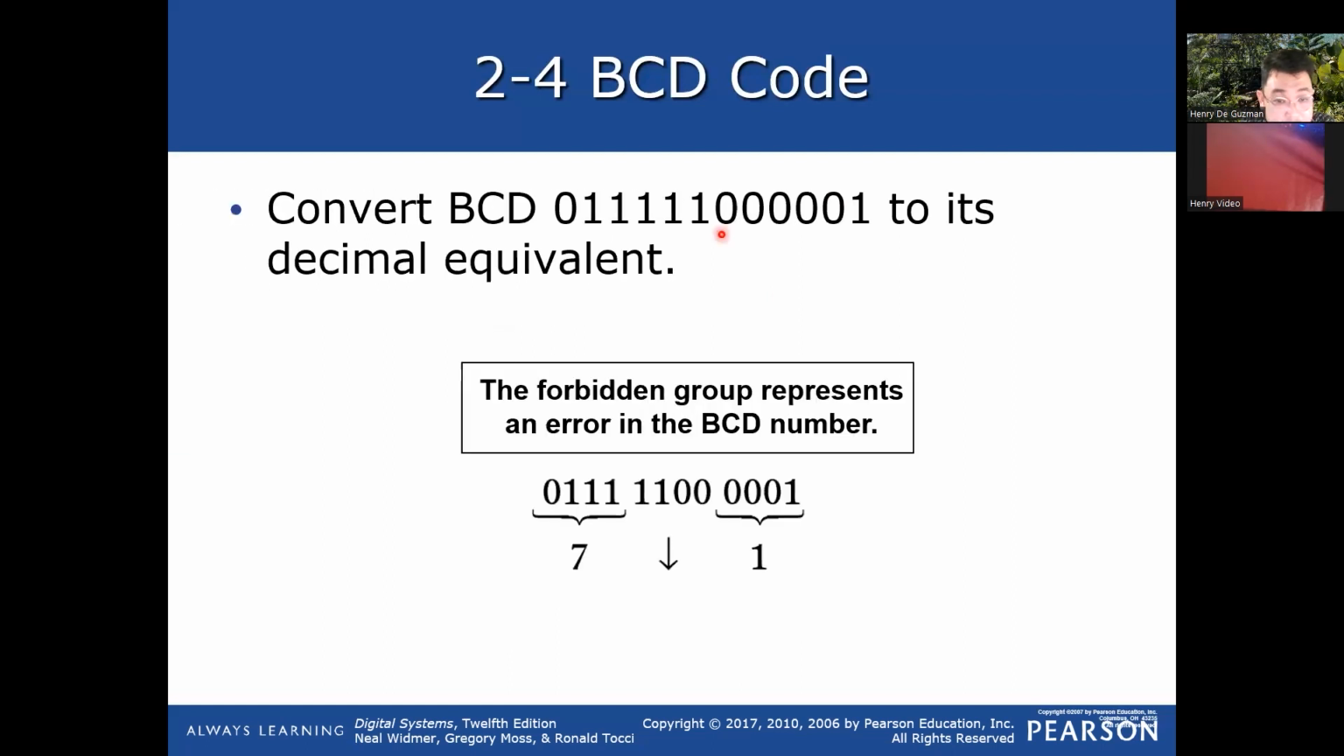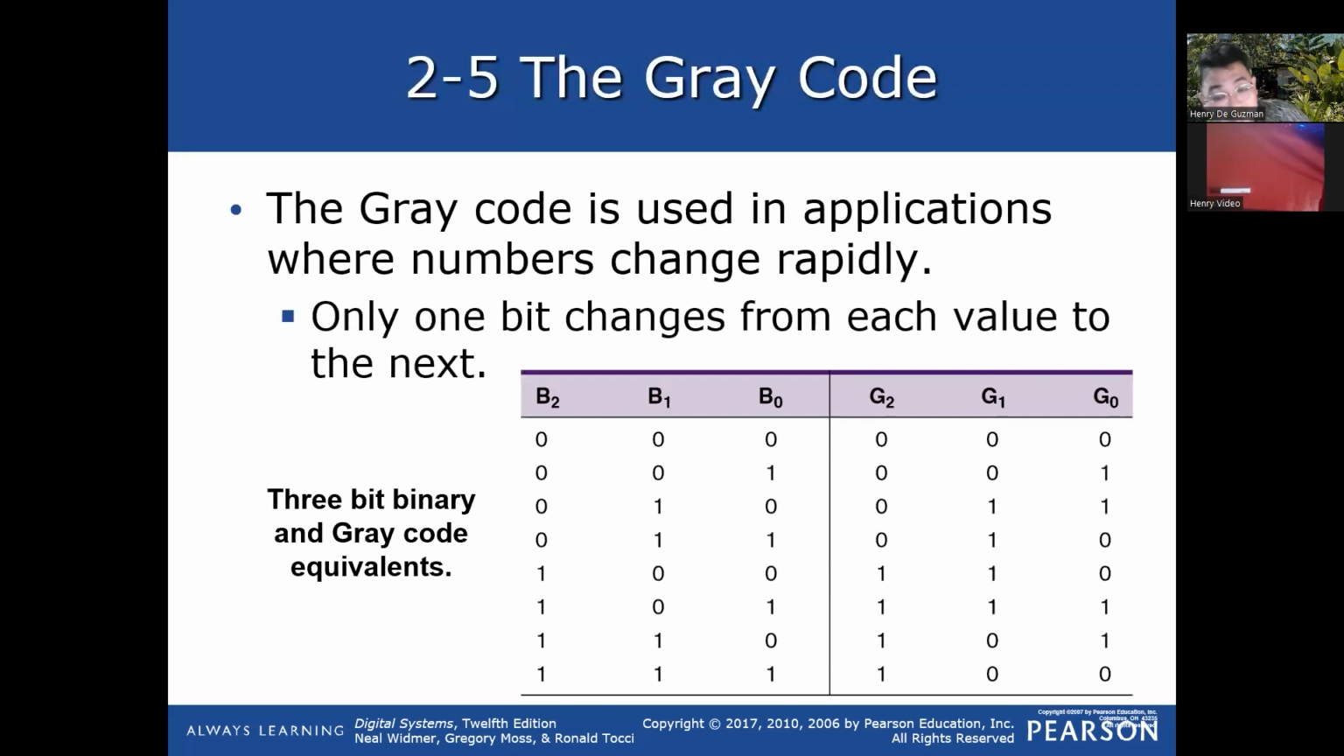Then this too, no? Divide by 4. It says here, the forbidden group represents an error in the BCD number. This cannot be a BCD number, because 1100 is C. C is not a decimal. So this is forbidden. Pag nakakita kayo ng ganito, lagay niyo sa answer ng error, kasi dapat hanggang 9 lang.